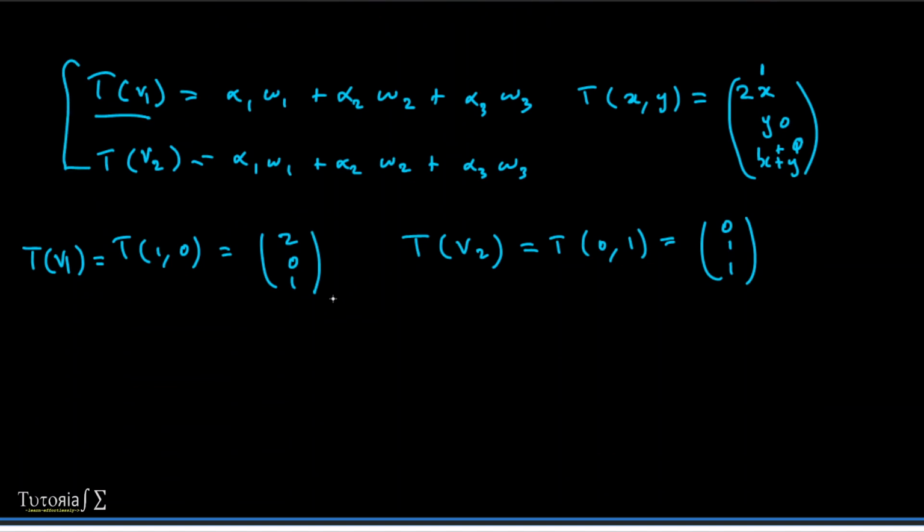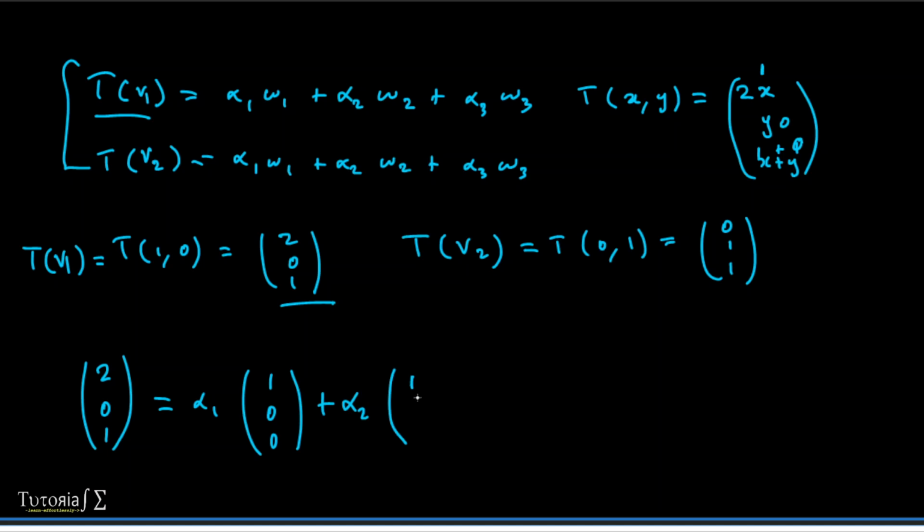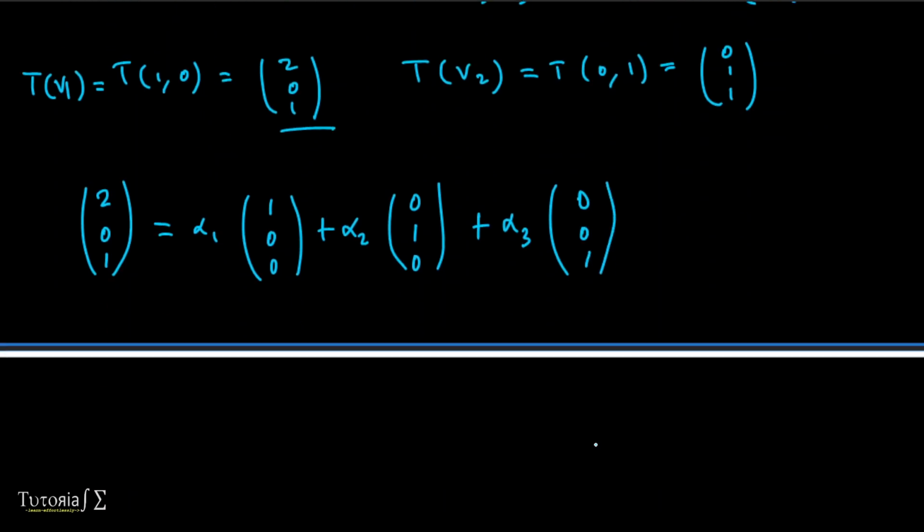So we have this, which is this. It will be 2, 0, 1 equal to alpha 1 times W1, which is 1, 0, 0, plus alpha 2 times W2, which is 0, 1, 0, plus alpha 3 times W3, which is 0, 0, 1. Okay, so this is for the first set of equations.